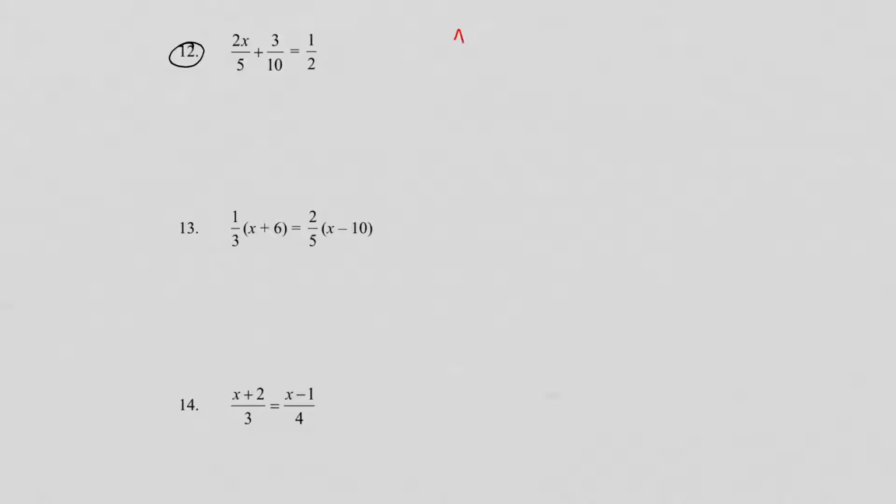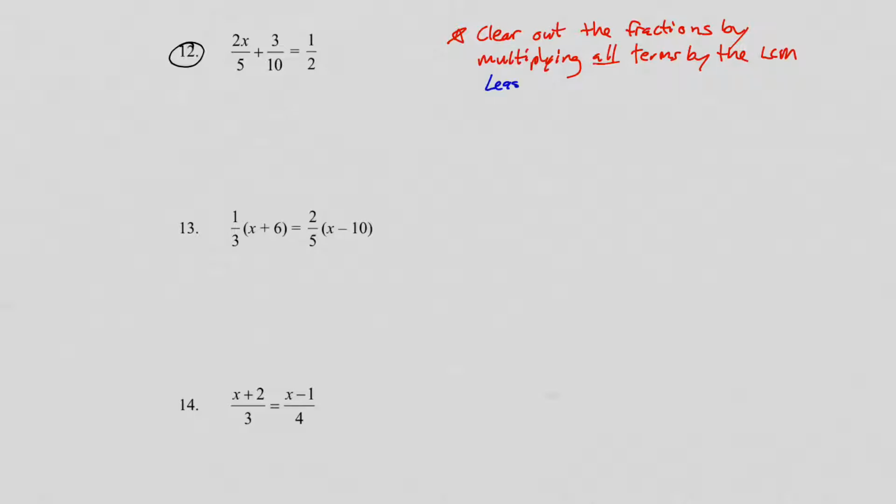So the strategy here is to clear out the fractions by multiplying all terms by the LCM. Okay, so what I mean by LCM is least common multiple.